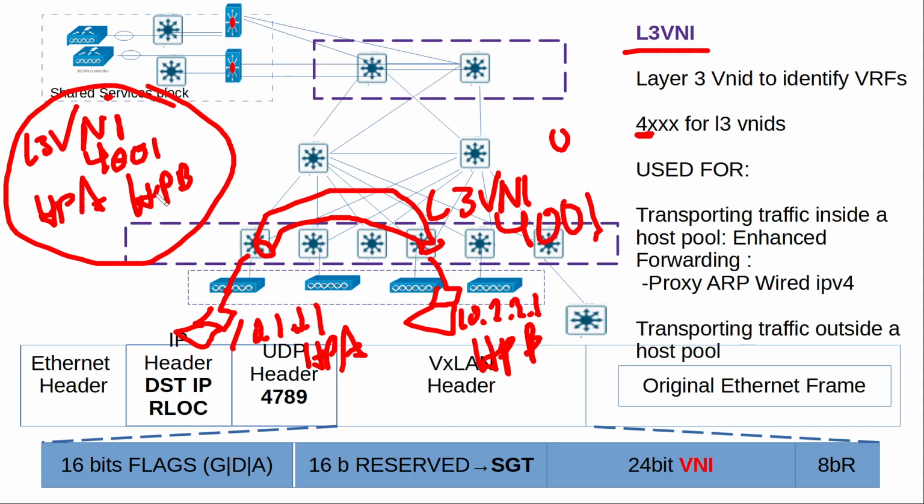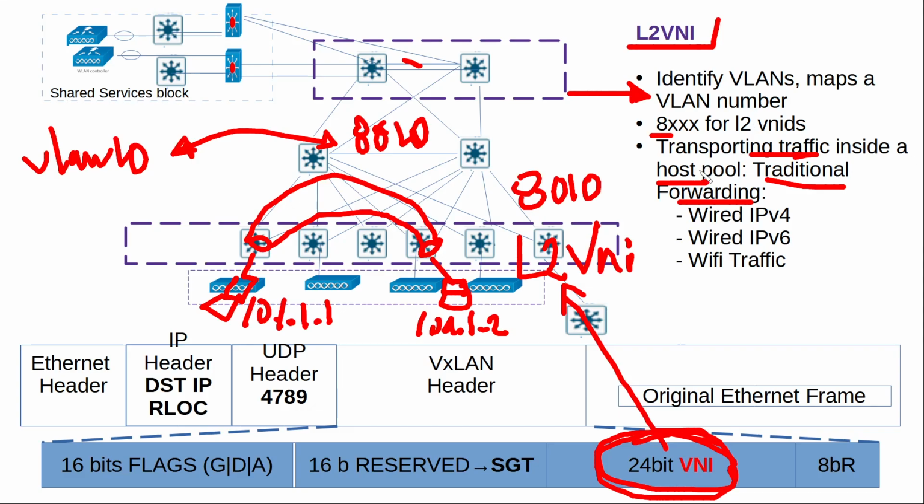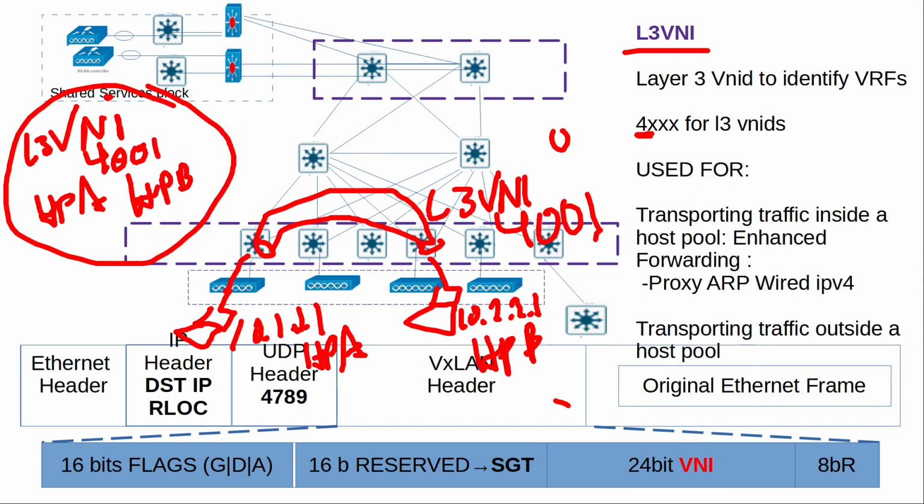So there are other scenarios that we will have to look into in order to know when to use layer 2 VNIs and when to use layer 3 VNIs. For instance, if you're moving traffic inside the same pool using traditional forwarding, you will use a layer 2 VNI. But if you were transporting traffic inside the same pool using enhanced forwarding, you will use a layer 3 VNI. So this can get a little bit more complex, and we will talk about that in another session.